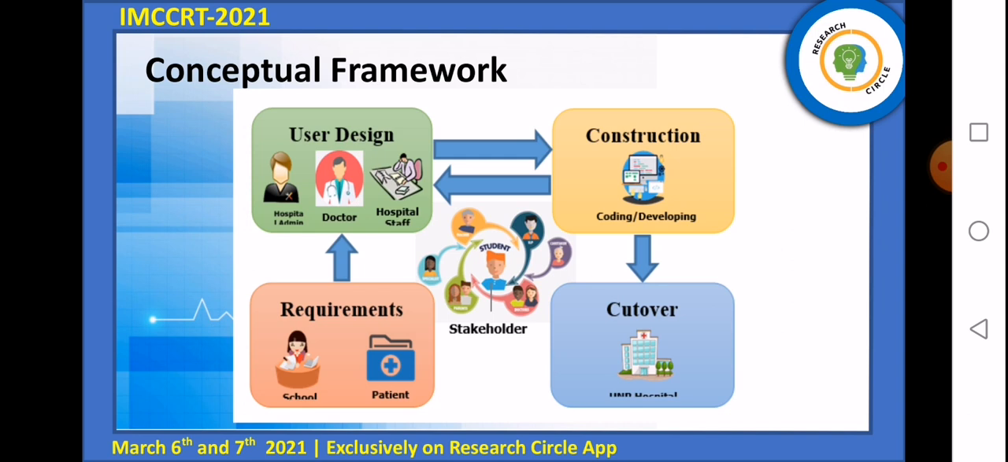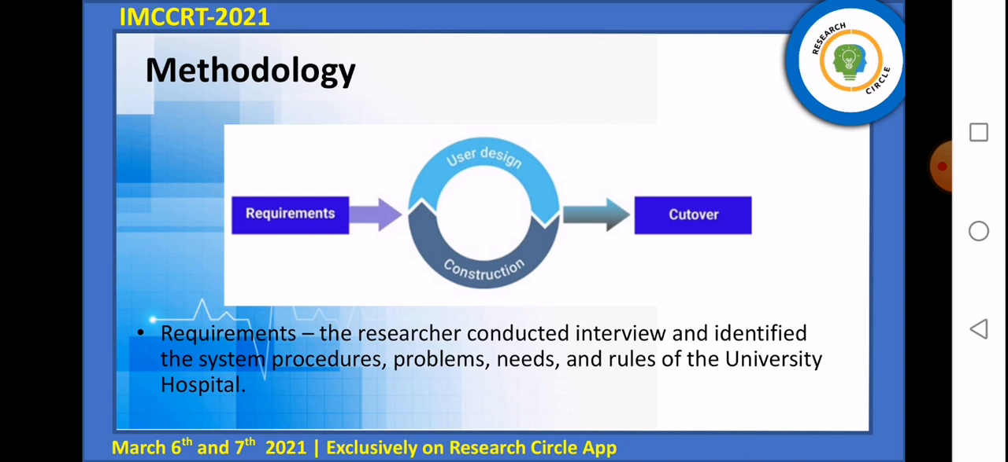Once the system is done and implemented, the stakeholders of the university will benefit as they will receive the quality of care that the university hospital may offer. The researcher perceived that the use of the RAD model would be appreciated for the development requirement of the project. For the requirements planning, the researcher conducted interviews and identified the system procedures, problems, rules, and needs of the university hospital.